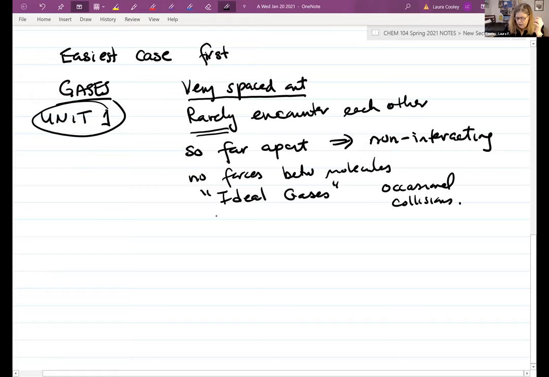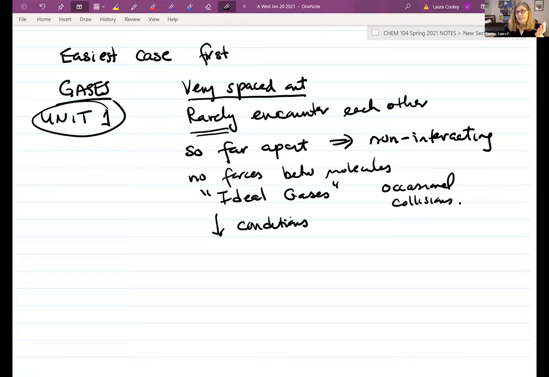And under certain conditions, gases do not always remain non-interacting. A good way to think about this is, when does a gas form a liquid? What has to happen for these molecules to start noticing each other? Because that's what has to happen for a gas to turn into a liquid. If these gas molecules are always far apart and never seeing each other, then they're not going to form a liquid. So what would have to happen to make them form a liquid?